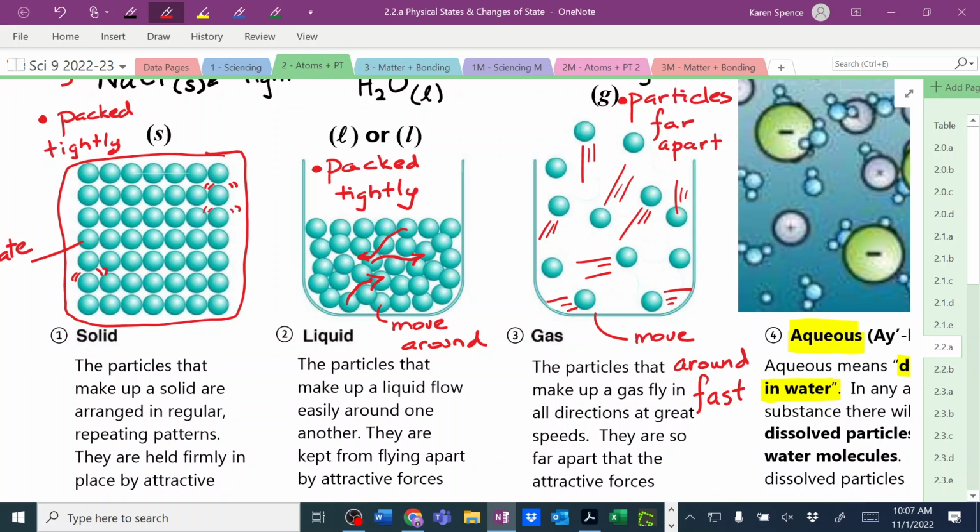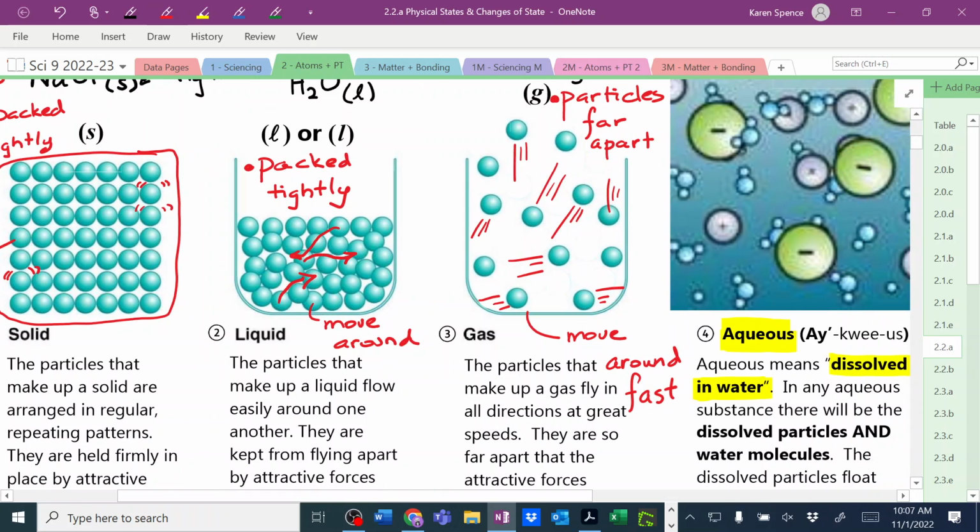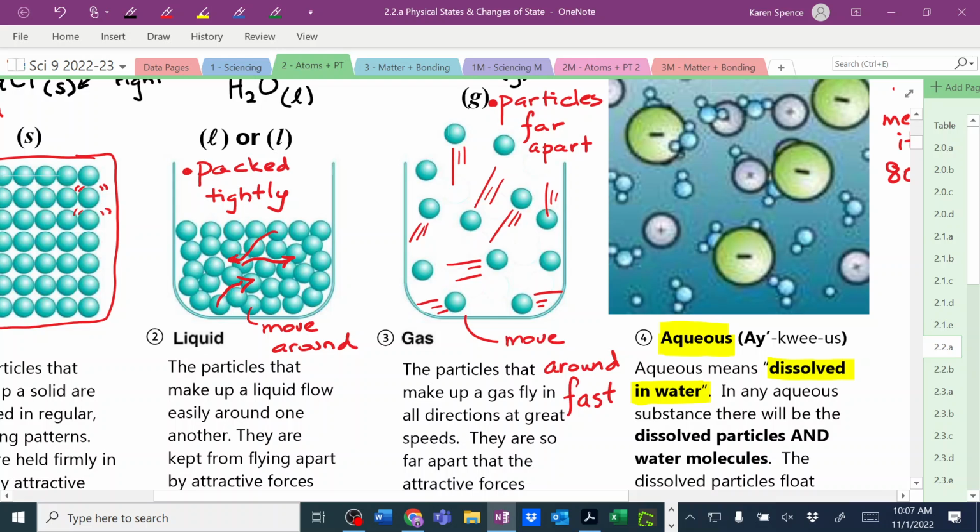Now, aqueous substances would look like a liquid, but in between the water molecules, can you see how we have these negative things? Those would be the chlorides from the sodium chloride. And do you see how we have these positive things floating around in the water? Those would be the sodiums. The positives would have a big problem because they don't like each other.